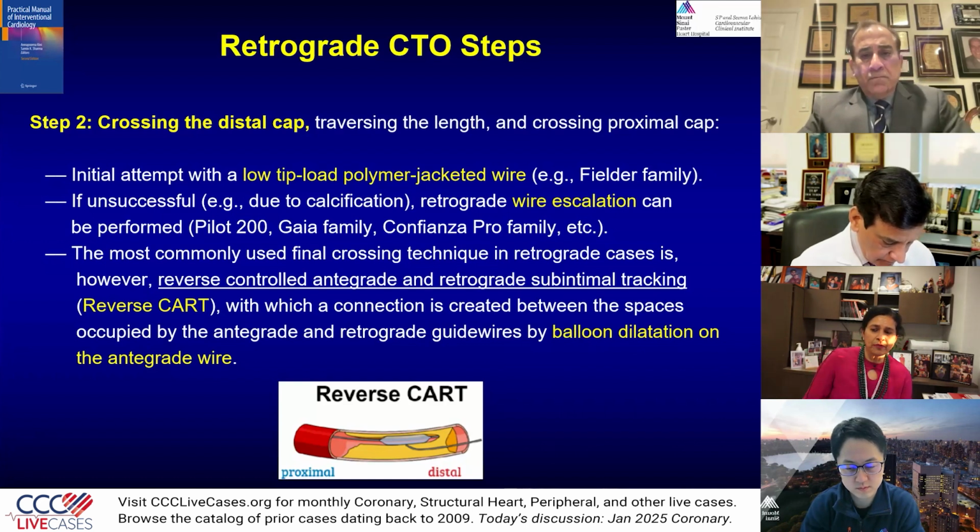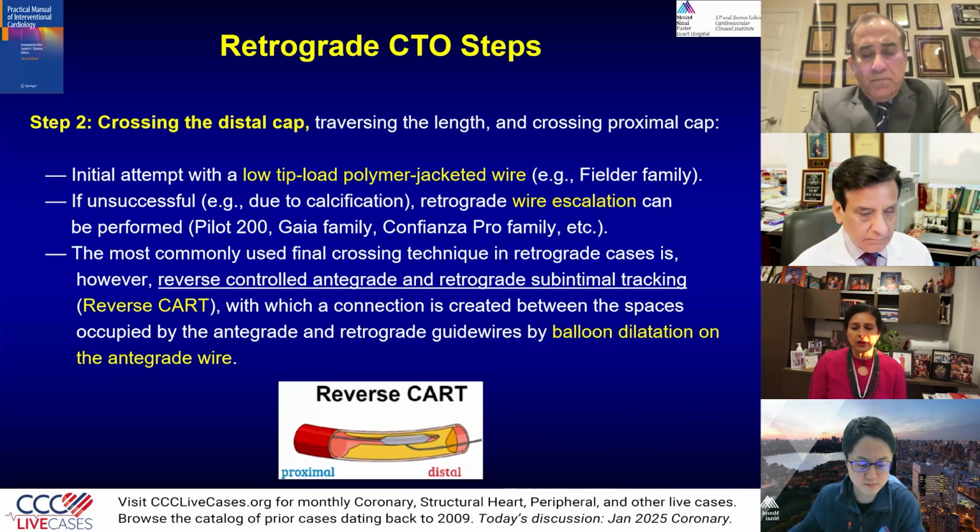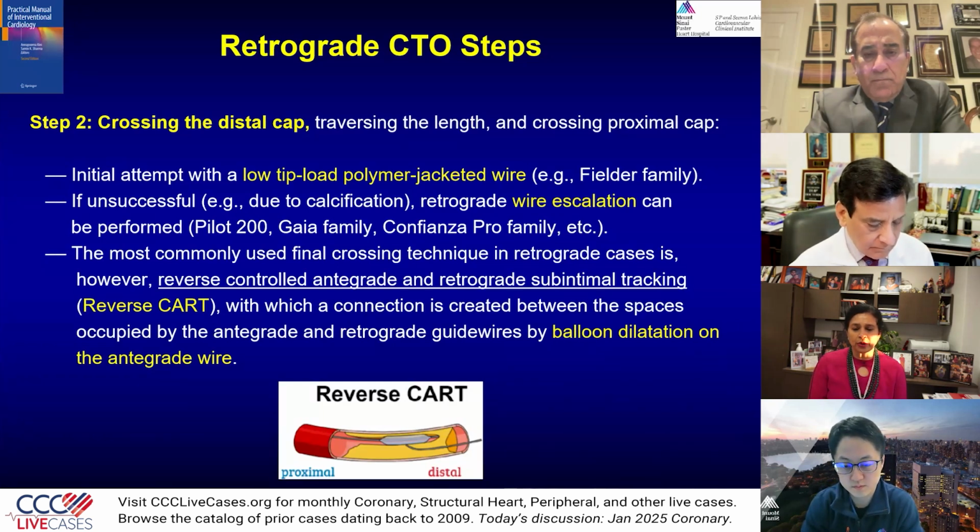So a question came: could we have used antegrade cart and reverse cart? If you see there, reverse cart is you go proximally, subintimal, dilate it, and then the distal wire will get you into the lumen. And I think we have repeatedly said that we would like to do what is called a CTO with finesse, where you enter your proximal cap and exit your distal cap.